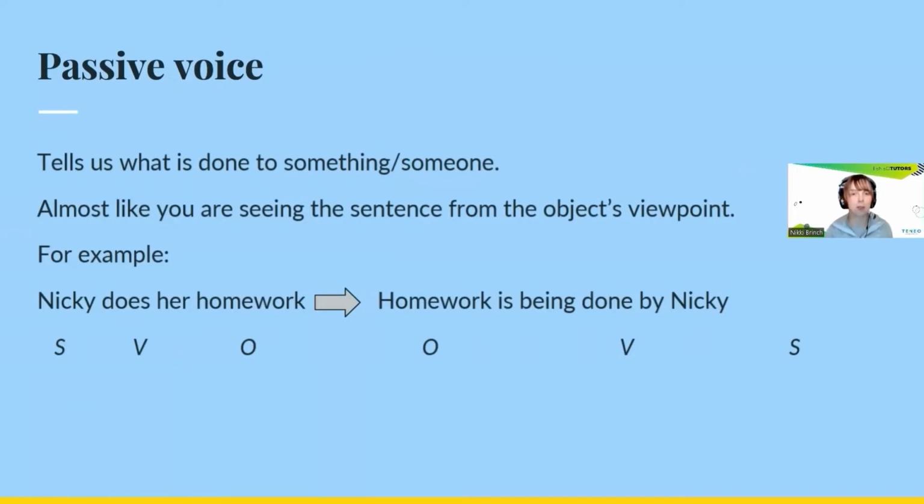Subject, verb, object. Then on the other side of the gray arrow, it has changed to passive voice. Homework is being done by Nikki. We are starting with our object. The O underneath homework is object, then verb, then subject. So here, subject and object have switched their positions. A passive voice sentence is from the perspective of the object. Homework is being done by Nikki.